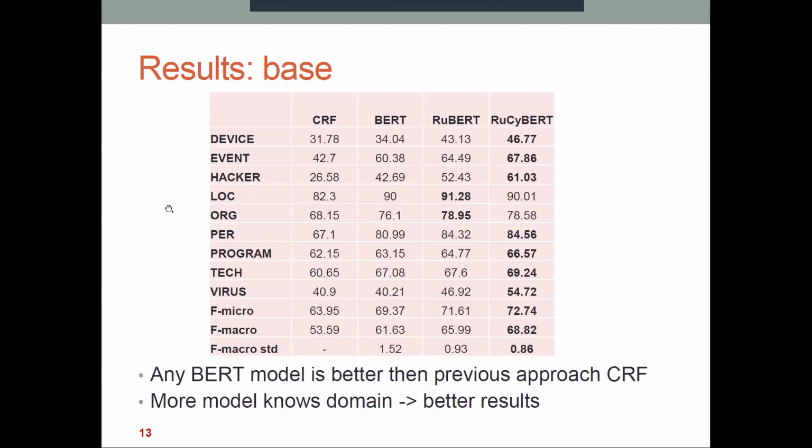And as a result, firstly, there is a table with basic models without any augmentation. And as you can see, BERT shows better results than CRF, of course. The BERT column is the multilingual BERT base model. RuBERT shows a better result than the multilingual one, and RuSciBERT shows the best results in this table for every particular label. Of course, the more the model knows the domain and the data, the better the results.